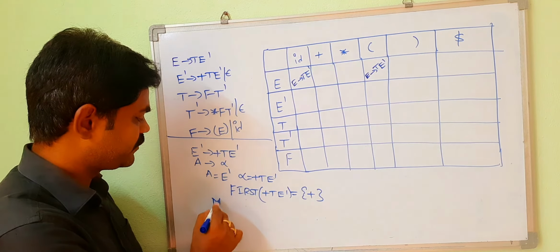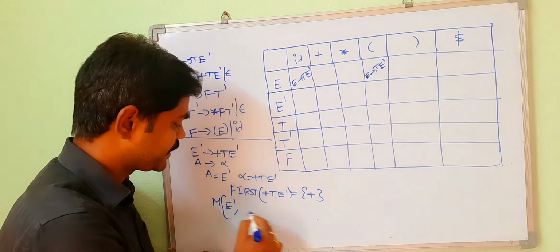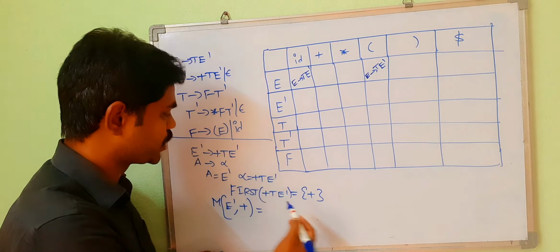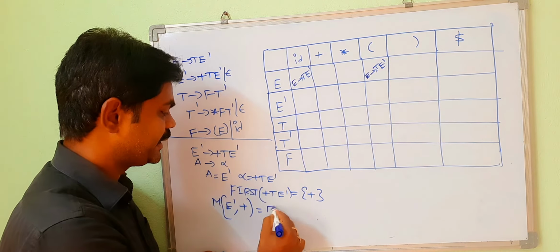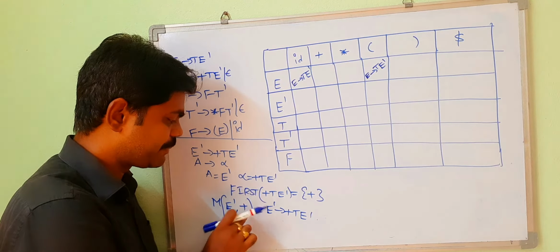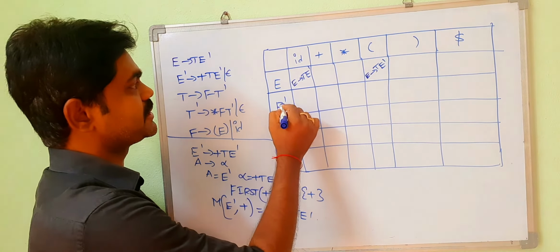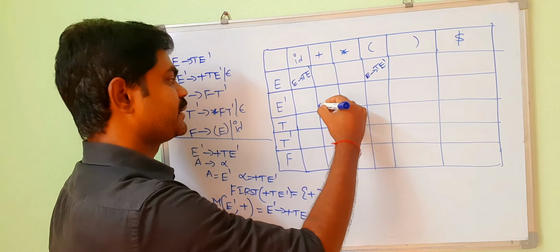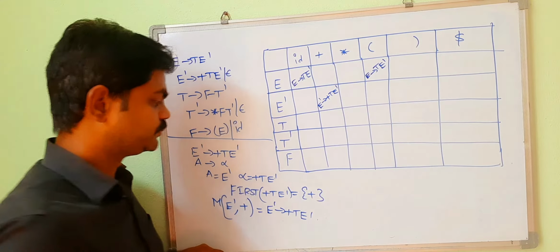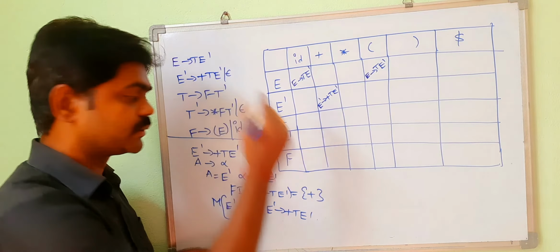So M of A, what is A? E dash. What is the terminal we got here? Plus. M of E dash comma plus equals A tends to alpha. What is A tends to alpha? E dash tends to plus T E dash. So in the place of E dash comma plus, we should write this entry: E dash tends to plus T E dash. So we have one more entry, right? E dash tends to epsilon.